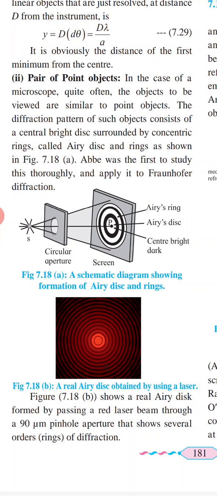Abbe was the first to study this thoroughly and apply it to Fraunhofer diffraction. You can see this schematic diagram showing the formation of the Airy disk and rings. The second figure shows an Airy disk obtained using a laser. Figure 17.18b shows a real Airy disk formed by passing a red laser beam through a 90 micrometer pinhole aperture, which shows several orders or rings of diffraction.